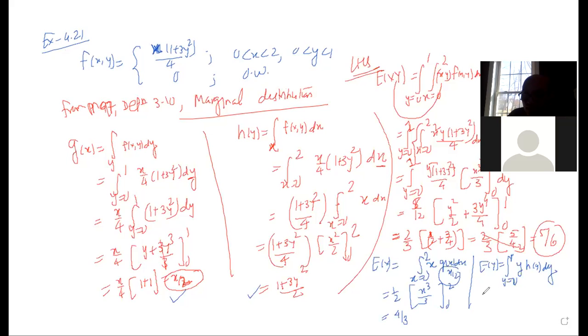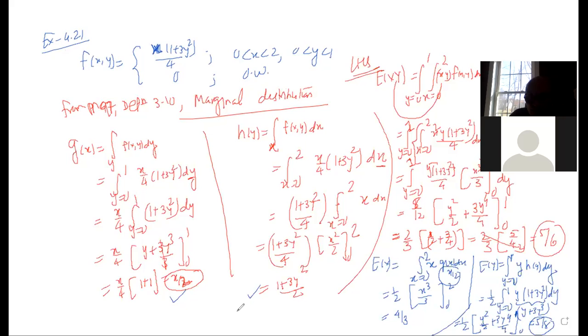Same way, E of Y is equal to the integral of y times h of y. h of y is equal to 1 plus 3y squared by 2. So 1 by 2 is out and y is from 0 to 1, and here it is y and 1 plus 3y squared and dy. This is nothing but y plus 3y cubed. If you take the integration like this, that is equal to 1 by 2 times y squared by 2 plus 3y to the power 4 by 4, from 0 to 1. If you use the second fundamental theorem of calculus, you're going to get 5 by 8. Just replace y by 1 and then 0 in between with a negative sign.